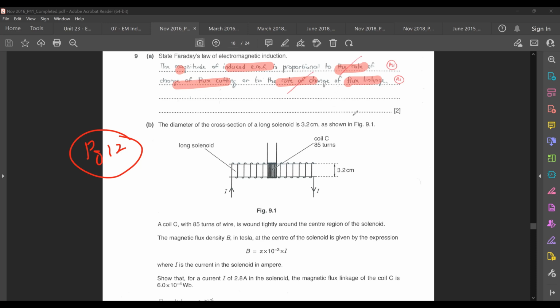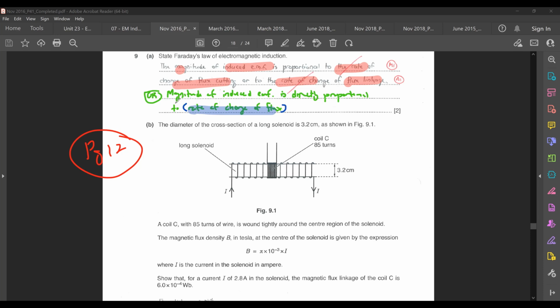But for the more recent ones, they've actually shortened it where you just say that the magnitude of induced EMF is directly proportional to rate of change of flux. This one is the more recent one that I've noticed is inside your marking scheme. As long as you have the wording rate of change of flux, that will be good enough already. This is actually a general case.